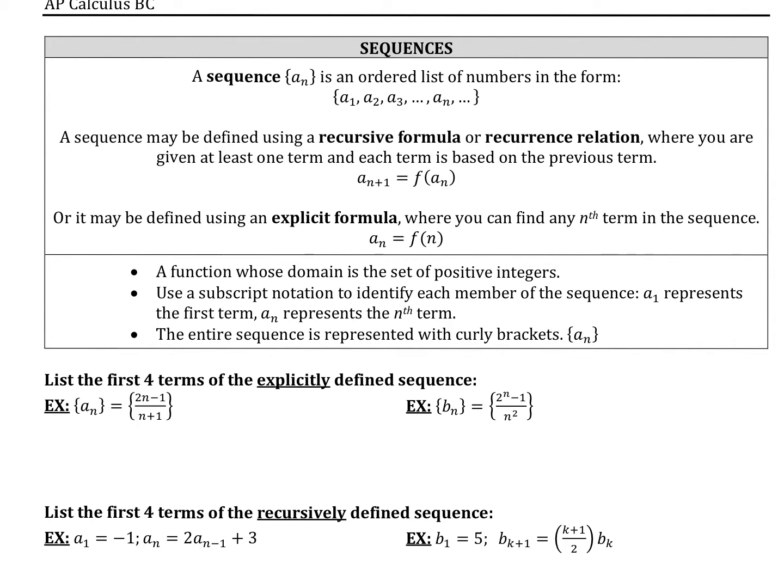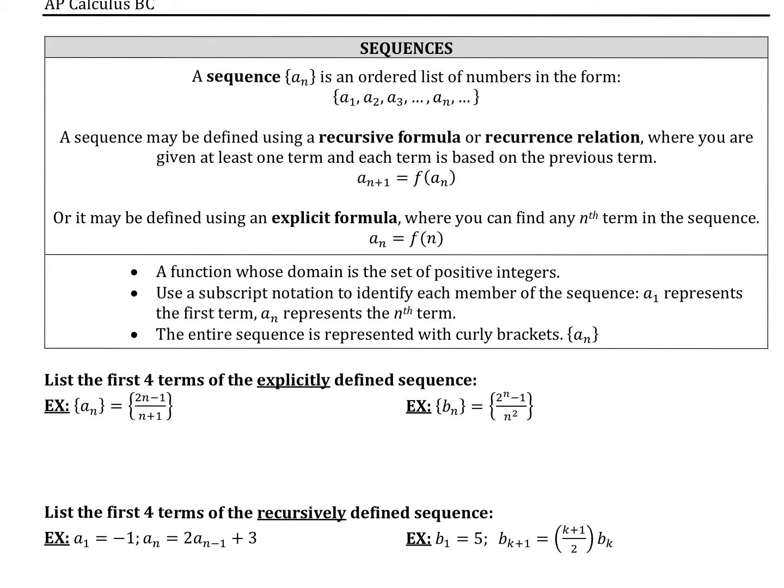Okay. Or sequences can be defined explicitly. And explicitly just means that if you substitute n, you can find the nth term. So if I want to find the fifth term, I plug in 5. And that's what this looks like. A sub n, so the fifth term, you get when you plug in 5. Now, I can't do that with recursive. With recursive, I have to know the term before. So if I wanted to find the fifth term, I would have to know the fourth term, and then the third term, and then the second term, and then the first term.